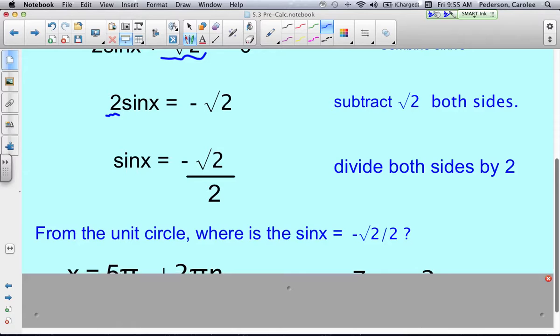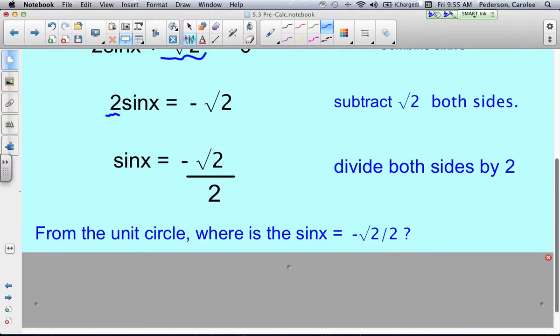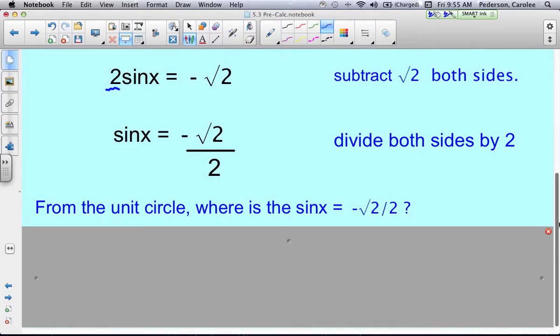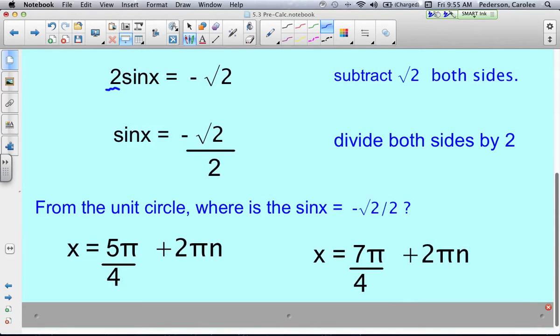225 and 315. So those are you telling me in degrees. We would like you to leave your answers in radians. Okay, so 5 pi over 4 or 7 pi over 4. Okay, 5 pi over 4 and 7 pi over 4.